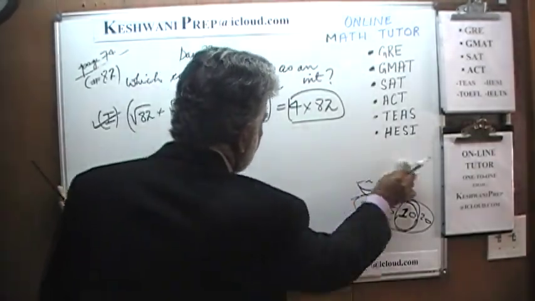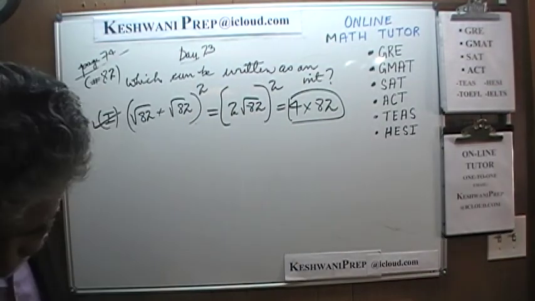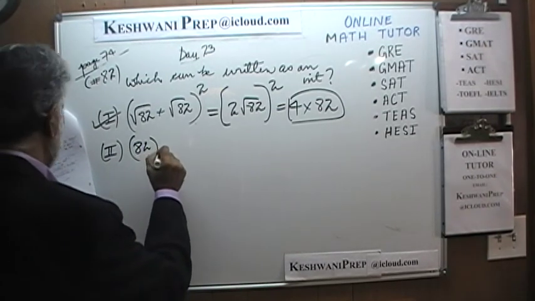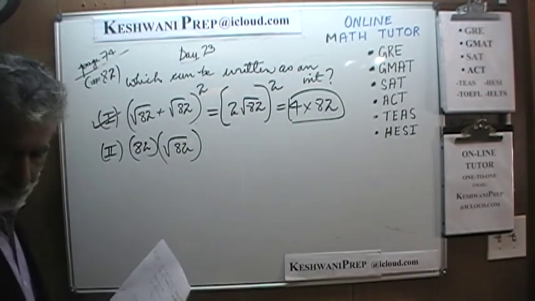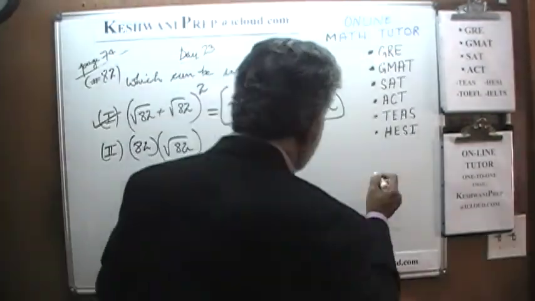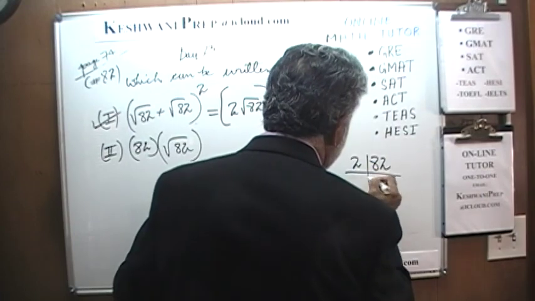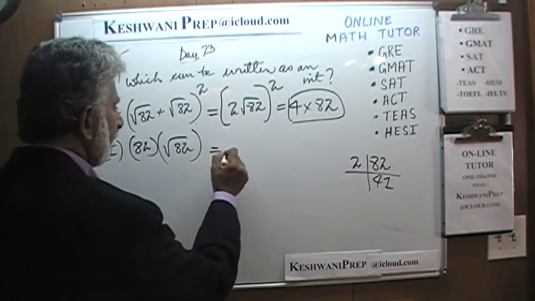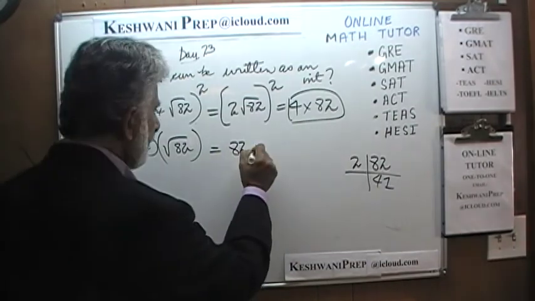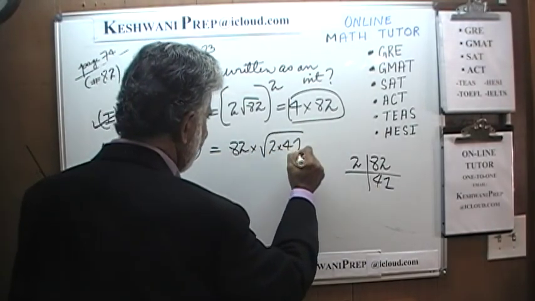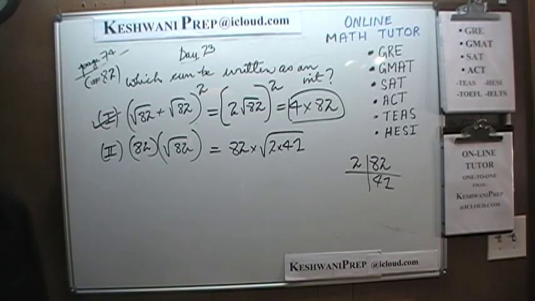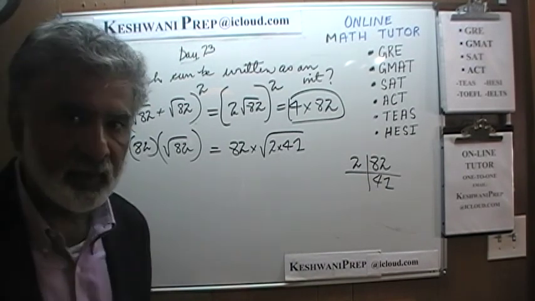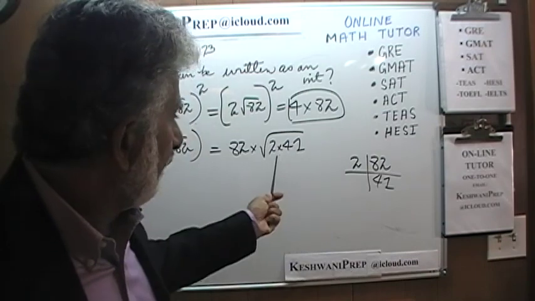Let's look at statement 2. Statement 2 says 82 times root 82. Let's see what we can do with root 82. If we try to factorize it, it is simply 2 times 41. So what we have here is 82 times root 82, which is 2 times 41. As you can see, there's not much we can do. We cannot break either one of them anymore, because they are both prime numbers. 2 is a prime number, and so is 41. We can't really do anything.